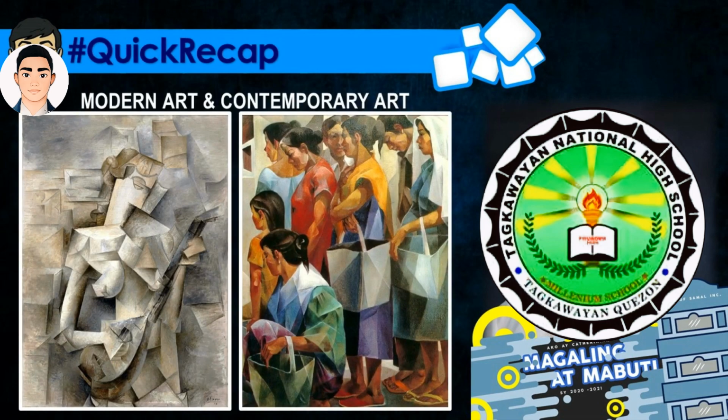Now look at the picture on the screen. Makikita natin ang dalawang produkto ng sining sa magkaibang panahon. Ang nasa kaliwa ay produkto ng modern art at ang nasa kanan naman ay ang produkto ng contemporary art. As you observe, halos magkamukha lamang kasi halos pareho ng disenyo, halos pareho ng techniques. Pero ano ang pinagkaiba nilang dalawa? Ang pinagkaiba nila ay ang mensahe na ipinaparating sa atin.